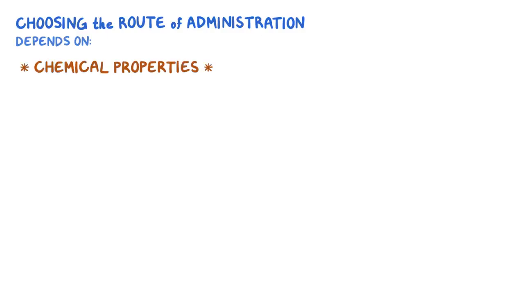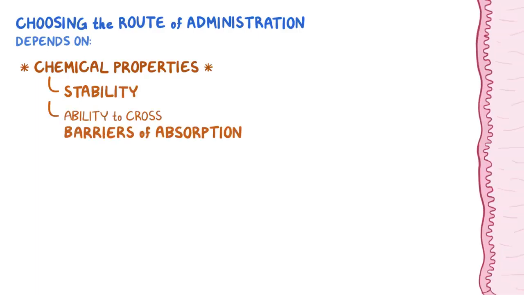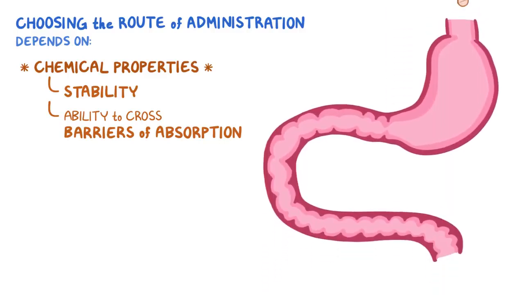Now, choosing the route of administration depends on many factors. First of all, these include the chemical properties of the medication itself, such as its stability and its ability to cross certain barriers of absorption. For example, a perorally administered medication needs to be able to resist tough, acidic conditions within the stomach, and then readily pass through the walls of the intestine into the blood.